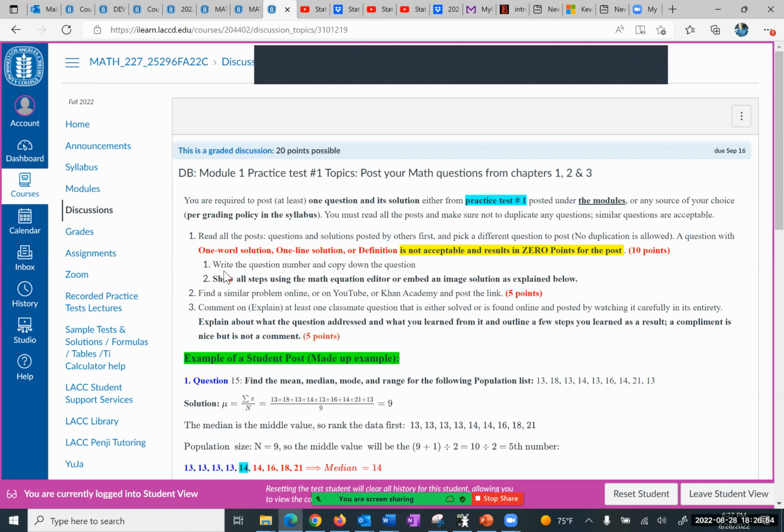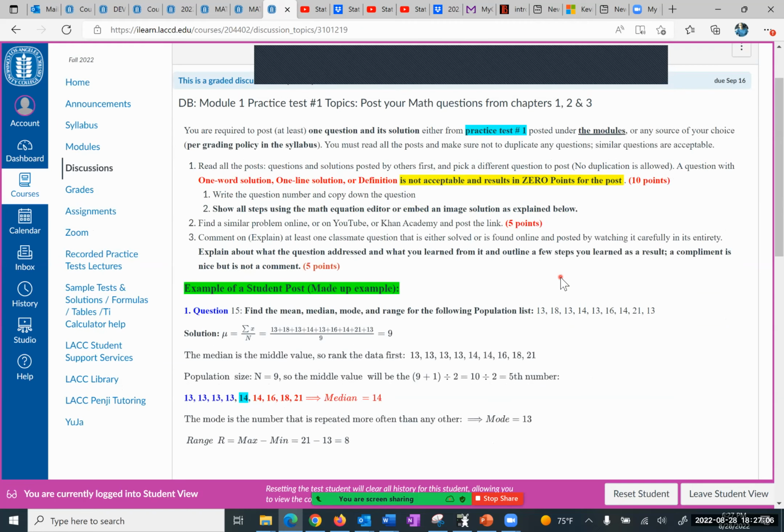Now, you have to write the questions and copy down the question. Show all steps using the math equation editor or embed an image solution as explained below. So you have to show your work properly. Number 2, find a similar problem online or on YouTube or Khan Academy. That gives you 5 points.